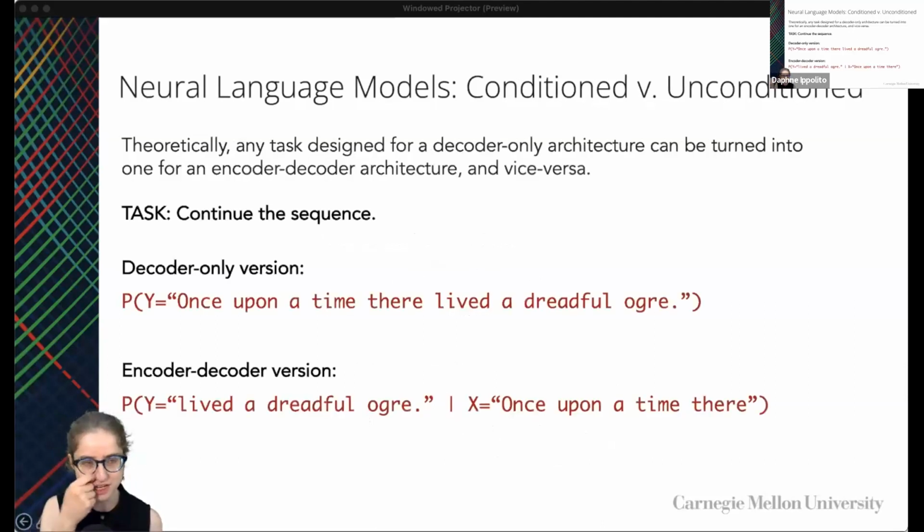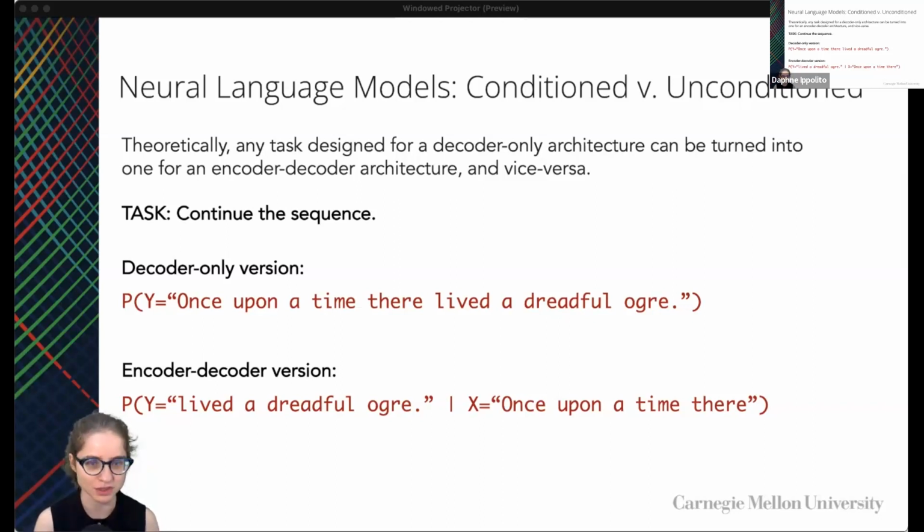All right, so I've stressed this conditioned versus unconditioned split, but honestly, it doesn't matter that much anymore. I think people thought it mattered more in the past than it does today, because theoretically, any task designed for a decoder-only architecture can be turned into one for an encoder-decoder architecture and vice versa. For example, if your task is just continuing a sequence, you can have a model that predicts the probability of this entire sequence. Or you can have a model that predicts the probability of the suffix of the sequence given the previous sequence, given the prefix.